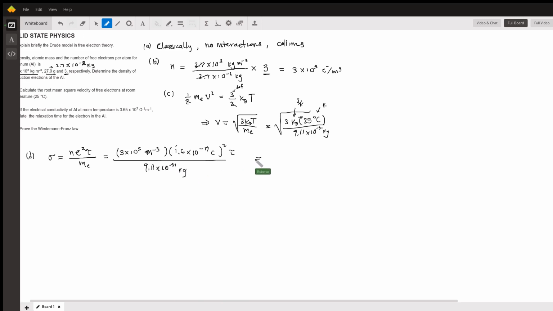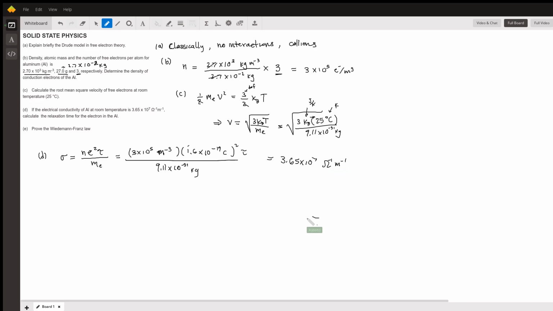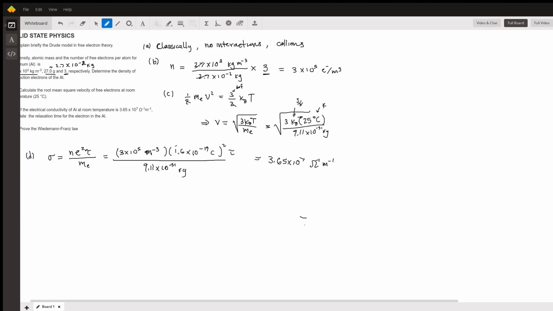And then we know this has to be the conductivity, sorry, 3.65 times 10 to the 7 per ohm meter. And then you can solve for this. I'll let you plug in the numbers, and you can solve for tau.